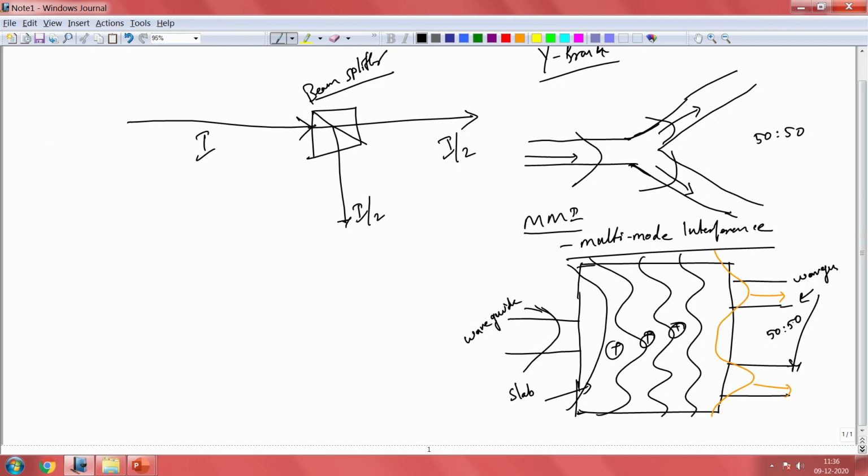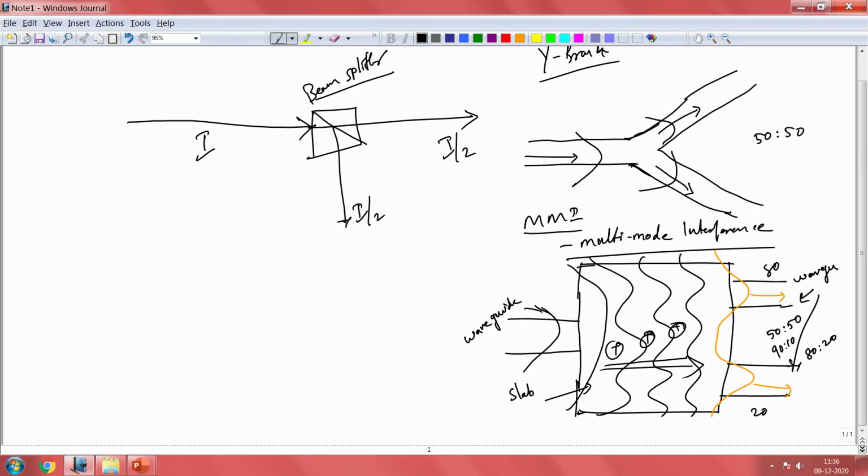So, is it only 50-50? Can I get any arbitrary splitting? The answer to that is yes, right. So, you can choose to get 90-10, or you can do 80-20. It depends on your design. So, you can put 80% of light in one arm and 20% in the other, or 90 in one and 10 in the other. So, you can also invert. It depends on how you construct this interference between these different propagating modes.